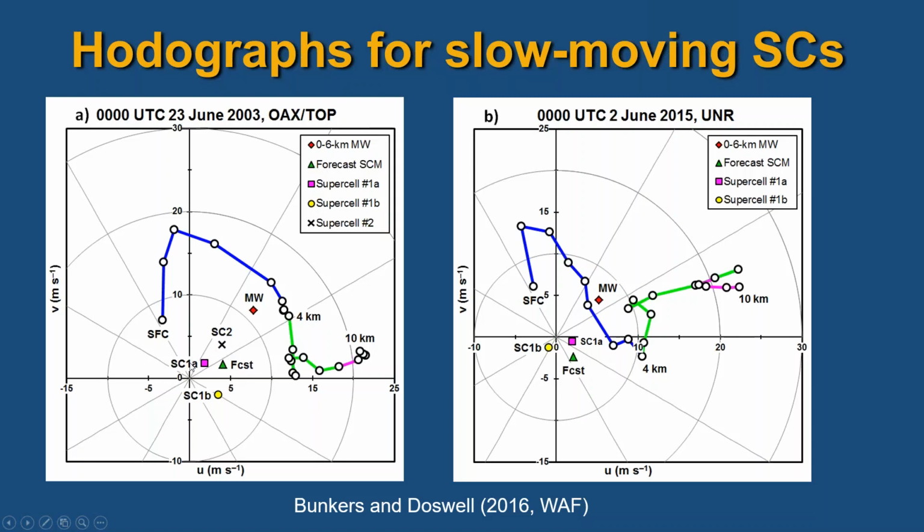And then there was this other one called the Dressler supercell that Roger Wakimoto wrote a paper about that was more near stationary, and that was a little bit further south, and that was experiencing a lot more of this boundary layer convergence kind of propagation.